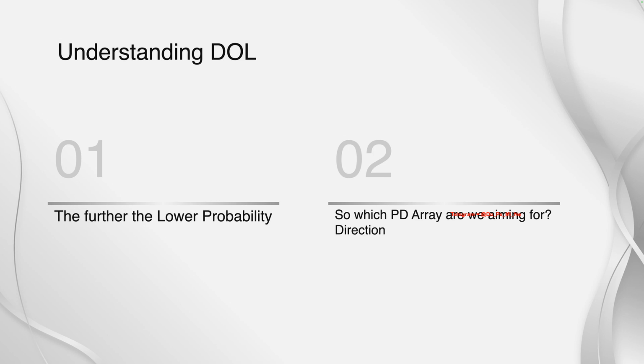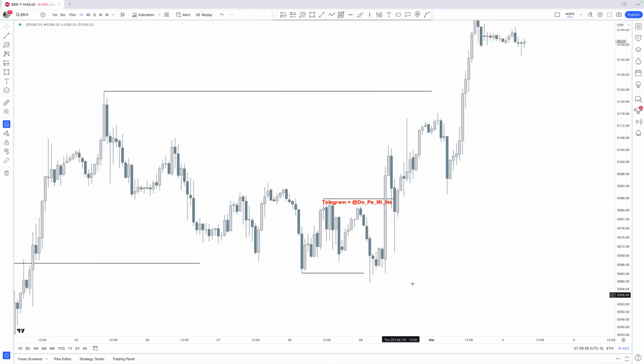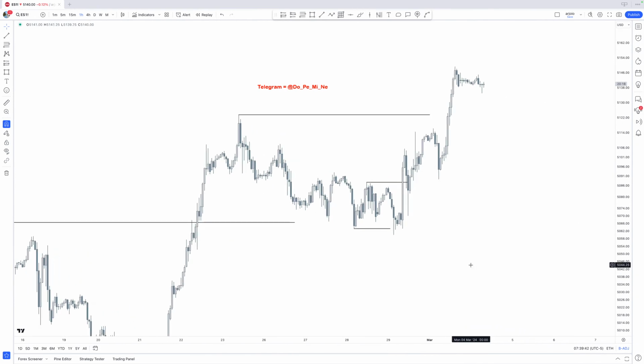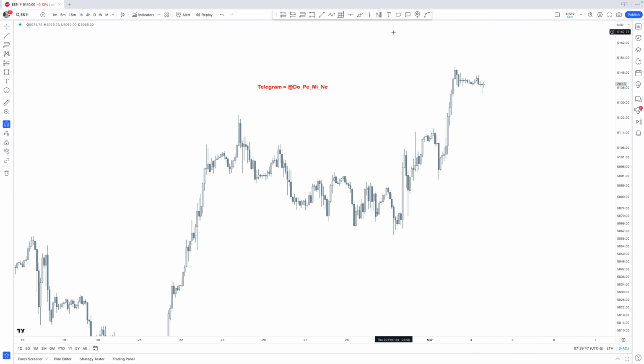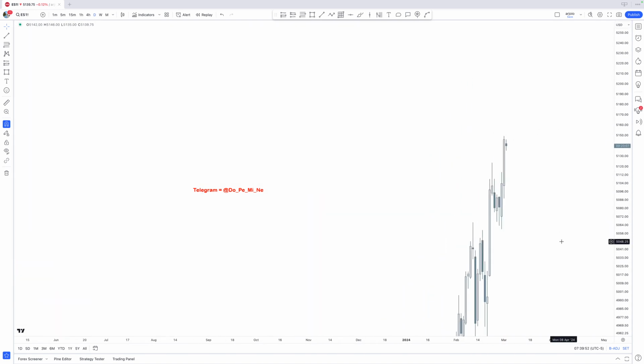It's very important. So the first thing we need to understand is the further, the lower probability. That's something I'm going to dive into straight after this, but that's extremely important. The number two is, which PD array are we aiming for? And that is where the direction comes in. So essentially this lesson is all about understanding the first thing, which is the PD arrays that we are using. And the PD arrays that we are using are, again, the superior ones, the fair value area, and the liquidity.